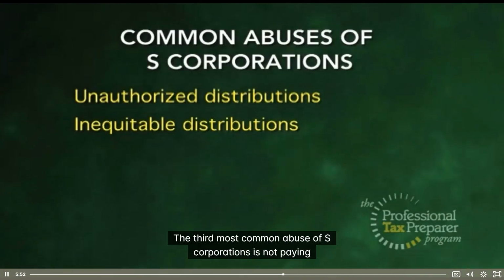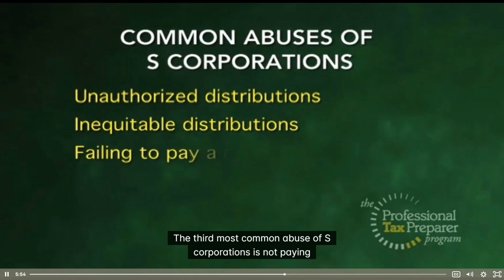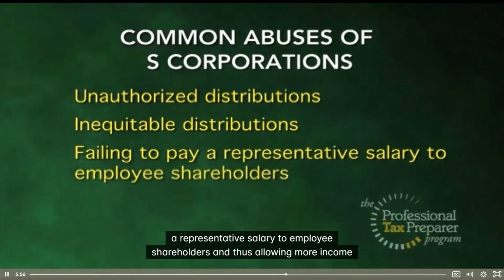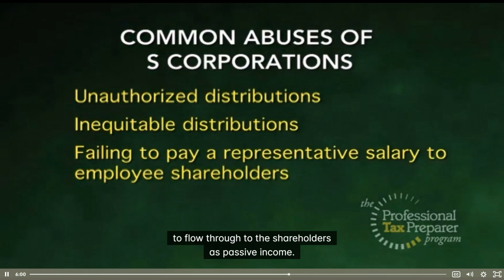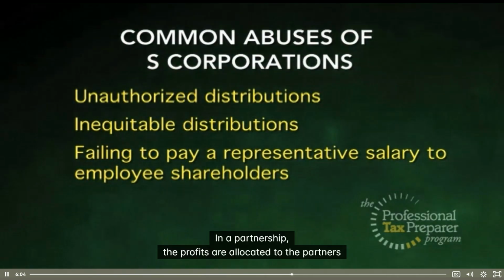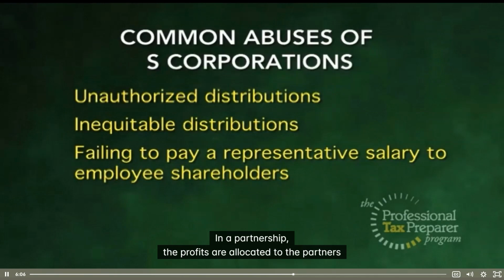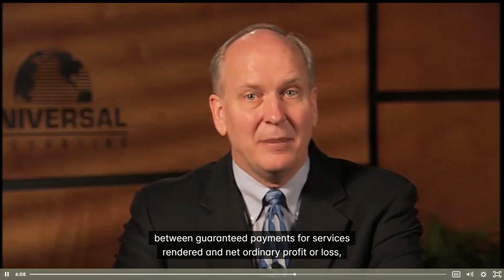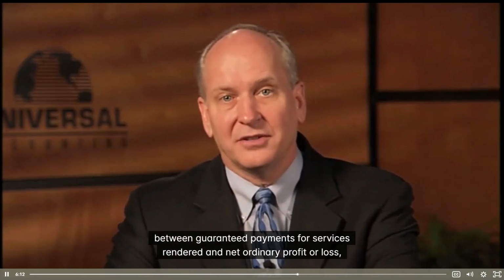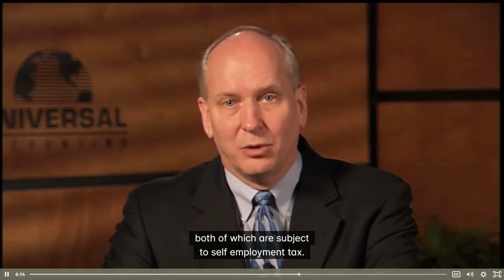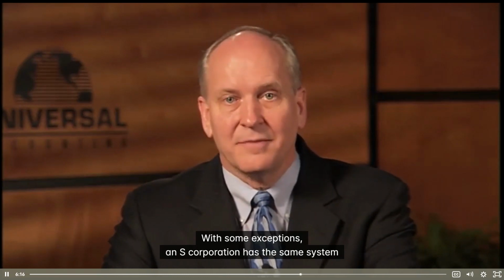The third most common abuse of S corporations is not paying a representative salary to employee shareholders and thus allowing more income to flow through to the shareholders as passive income. In a partnership, the profits are allocated to the partners between guaranteed payments for services rendered and net ordinary profit or loss, both of which are subject to self-employment tax, with some exceptions.